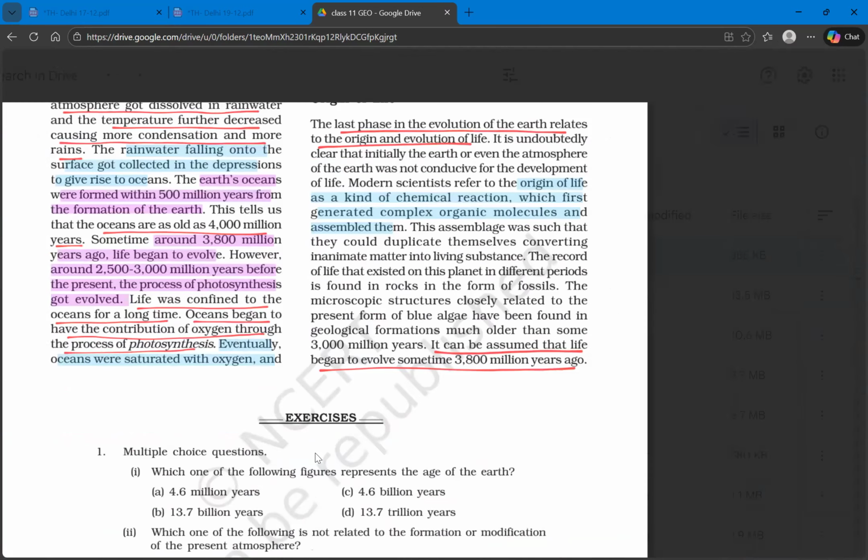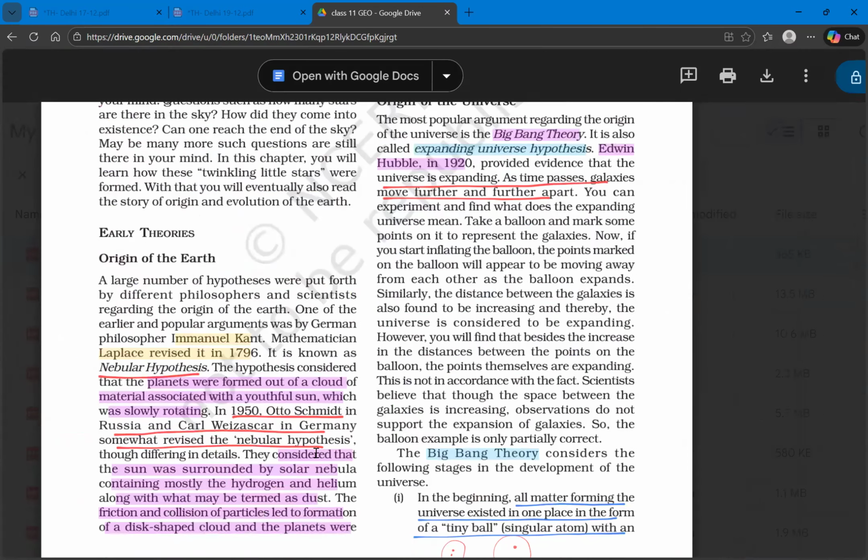So this is all about chapter 2 of NCERT class 11th physical geography, that is, the origin and the evolution of the Earth.